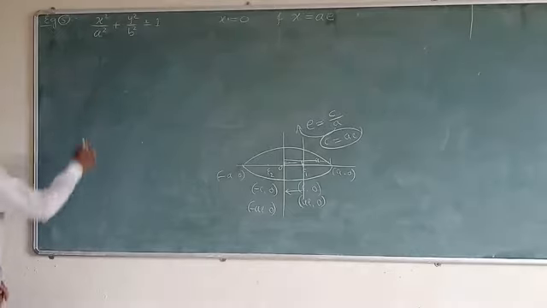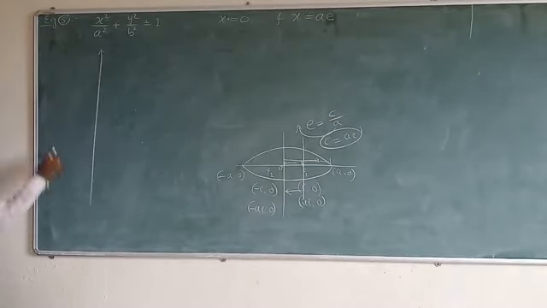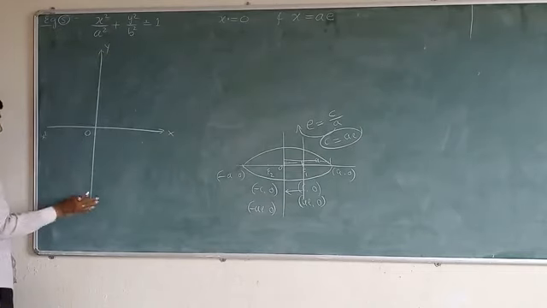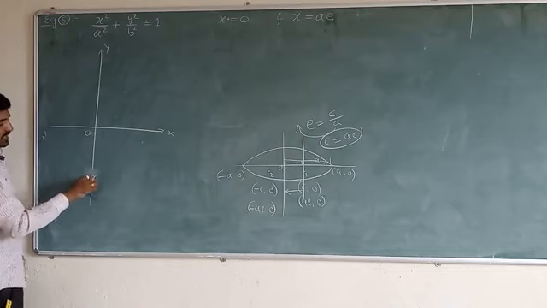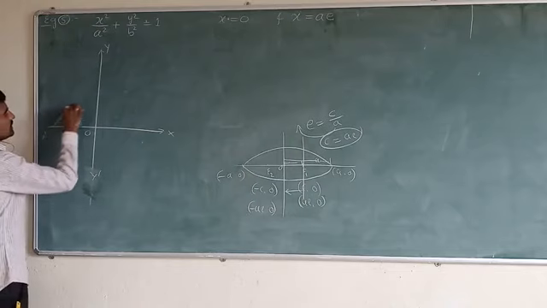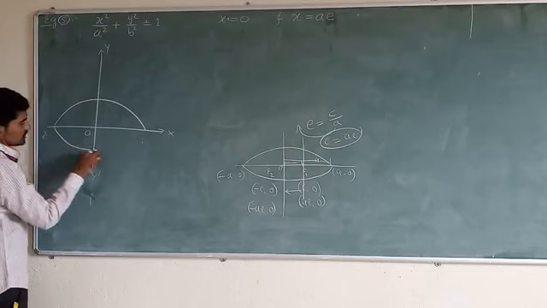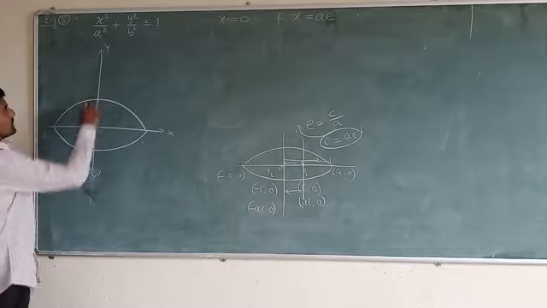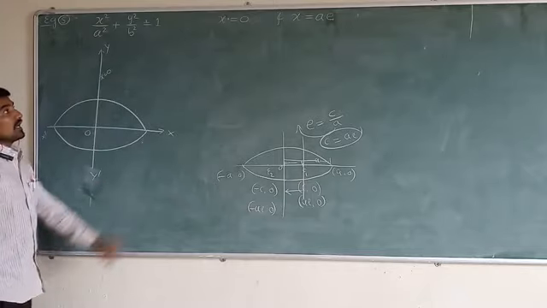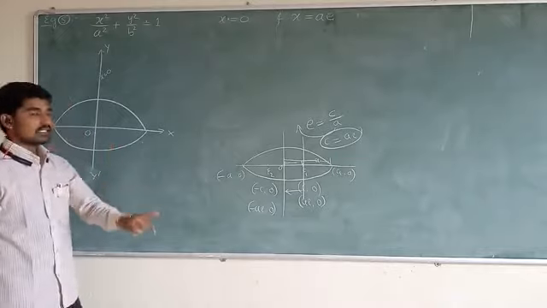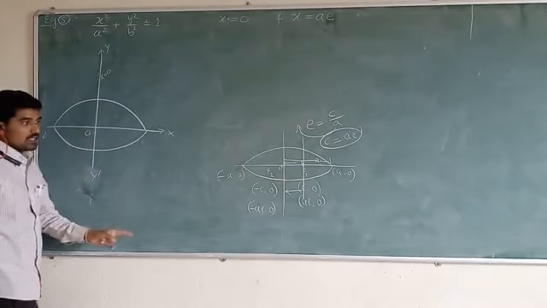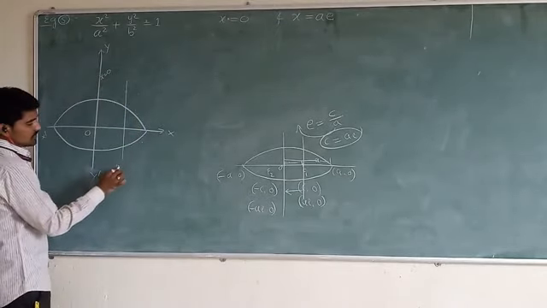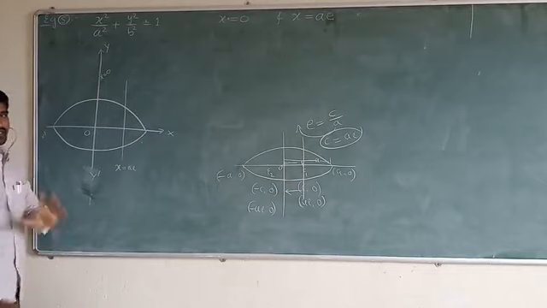Let's draw the figure. Let this be your y-axis, this be your x-axis, origin, x dash and y dash. This is your ellipse x square by a square plus y square by b square is equal to 1. And next, x equals to 0 is the y-axis. And x equals to a is a line parallel to the y-axis which passes through the focus of the ellipse. I hope all of you understand.